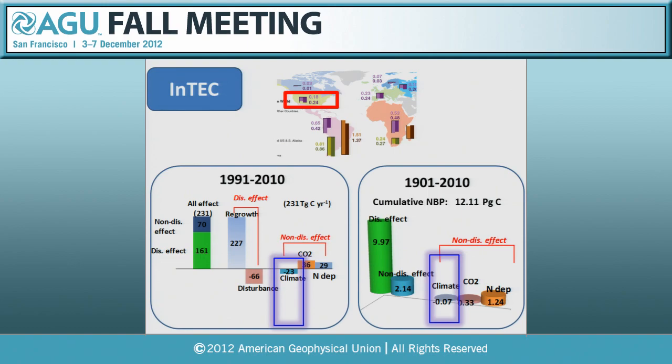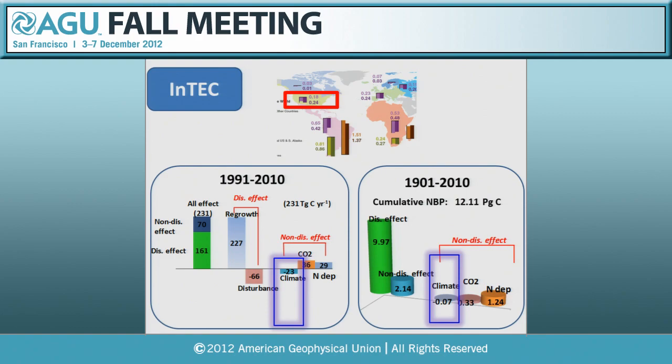And the disturbance effect, do I have a pointer? Maybe I can use the pointer. Okay. The disturbance effect of regrowth is the largest part of that, and the carbon release during disturbance is smaller than that. But I'd like to draw your attention to this climate effect. Overall it is negative, while the other two effects are also relatively small compared with the disturbance effect.